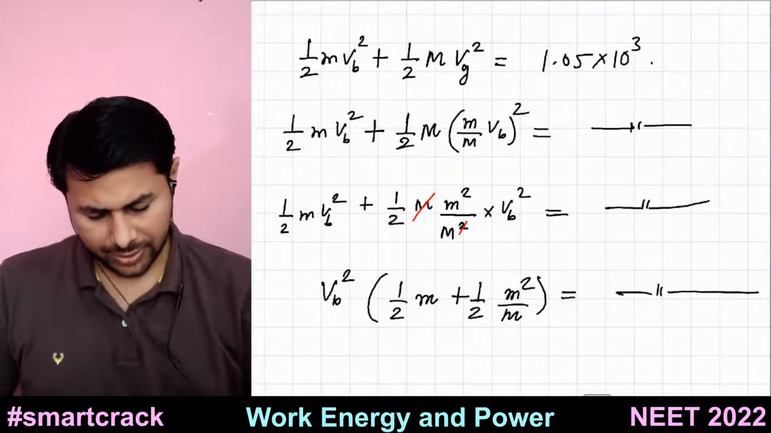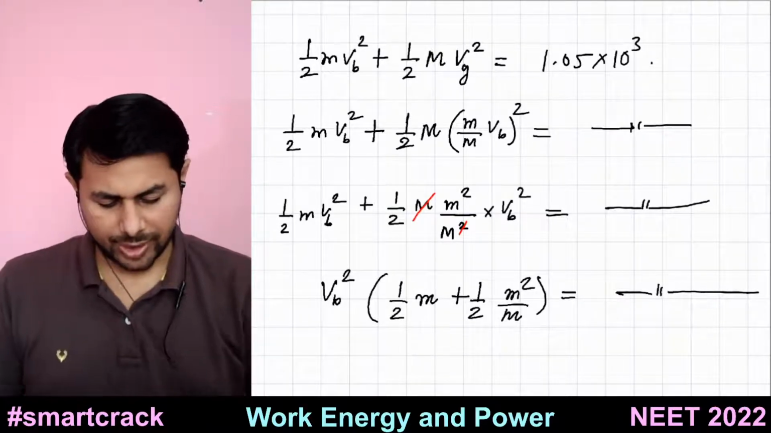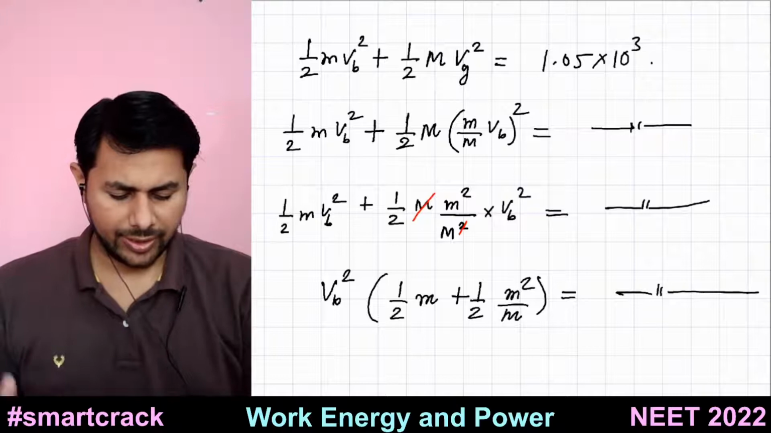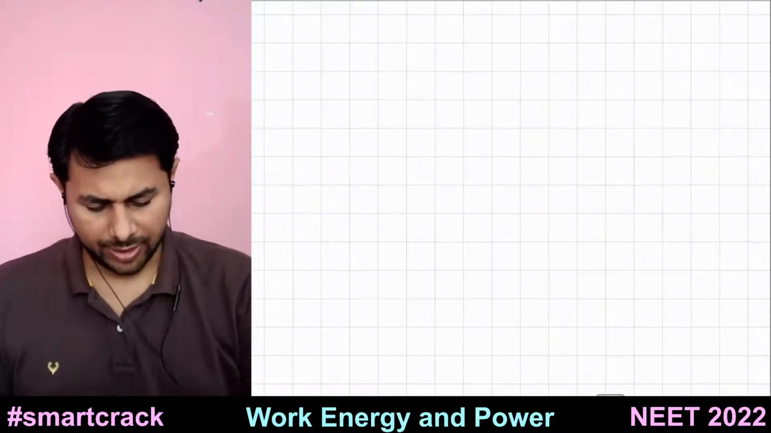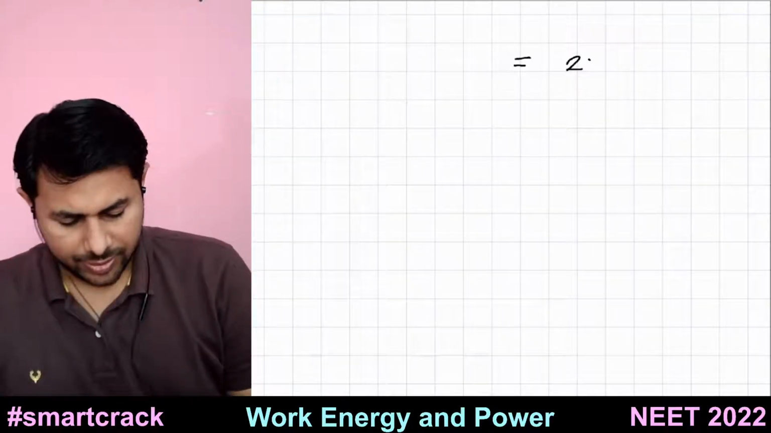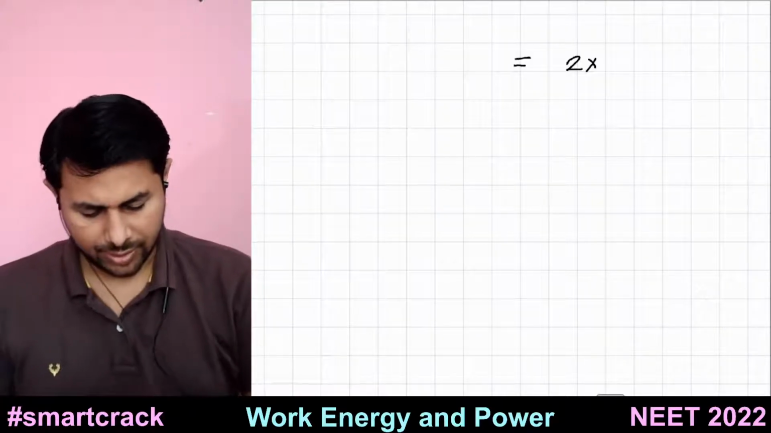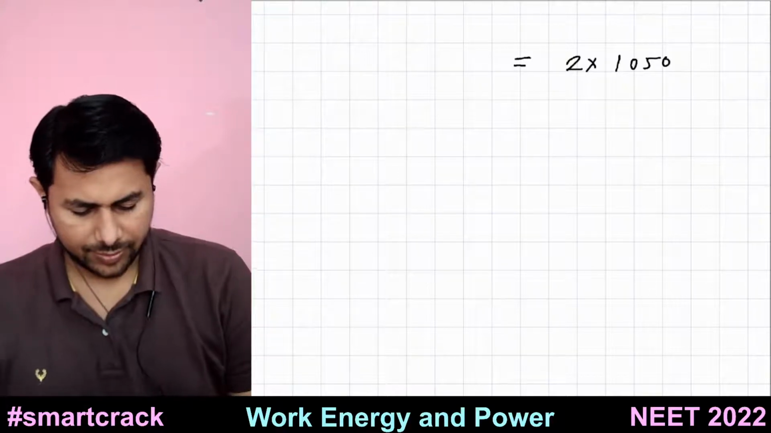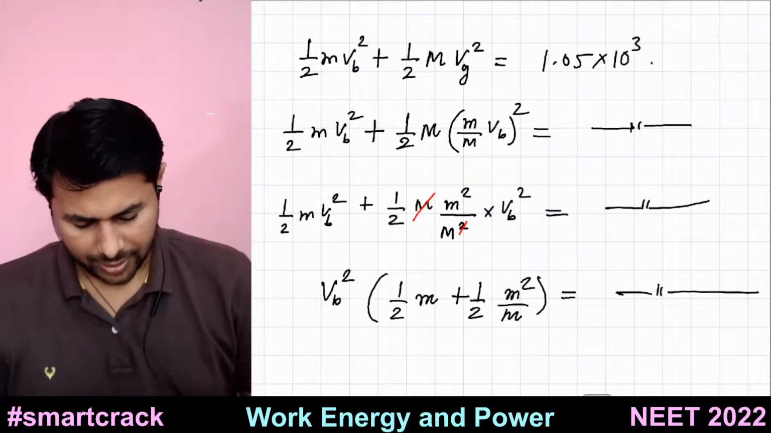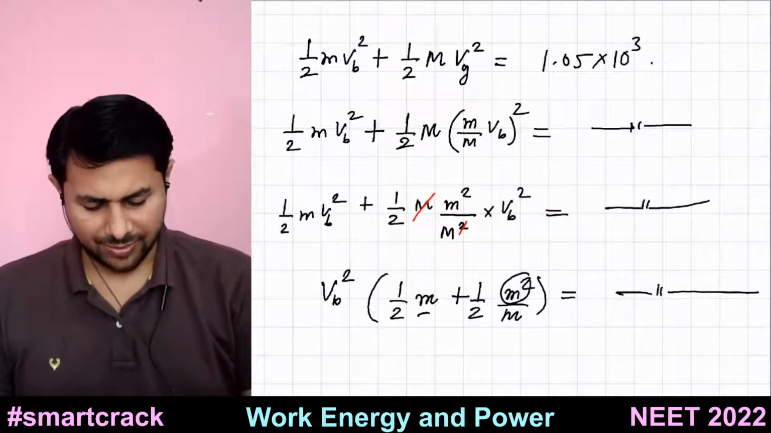Let's substitute the values. Let's take 2 on the other side, so it will go into the multiplication. So 1.05 into 10 raised to 3, I will write as 1050. I have taken that 2 on the other side, and it goes in multiplication: 2 times 1050 equals vb square, velocity of bullet square, multiplied by what we are left with: mass of bullet plus mass of bullet square divided by M.